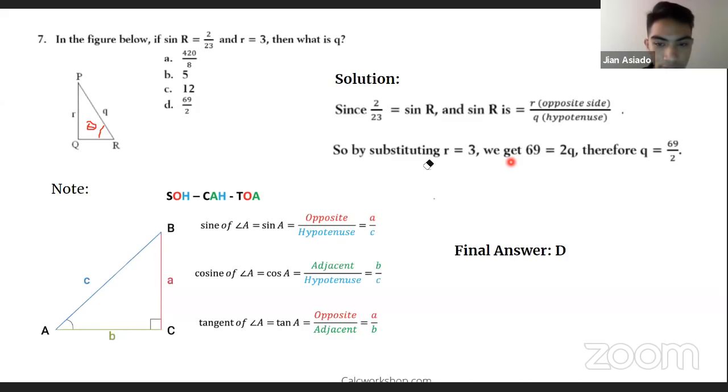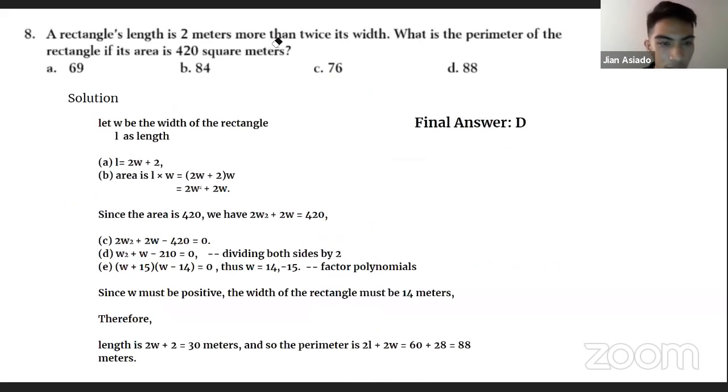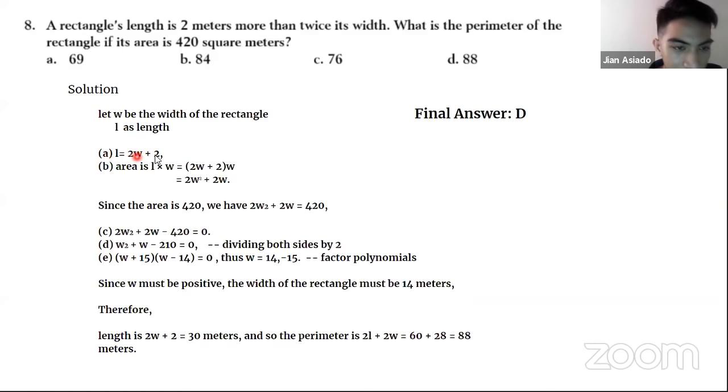And then, this next one is a rectangle word problem, so it's a bit algebra. A rectangle is 2 meters more than twice its width. What is the perimeter of the rectangle? The area is 420. So the solution: let W be the width of the rectangle and L the length. Step 1: L is equal to 2W plus 2.